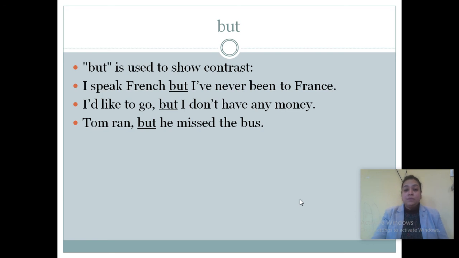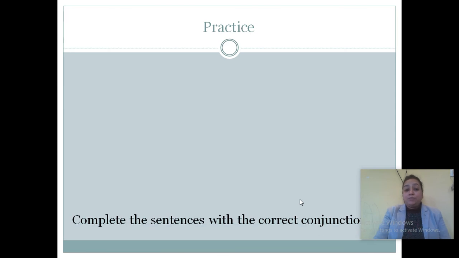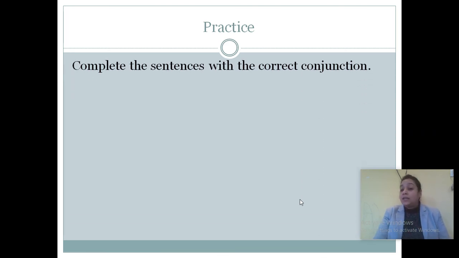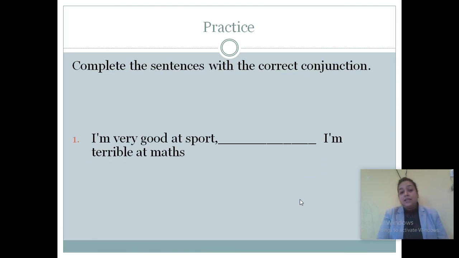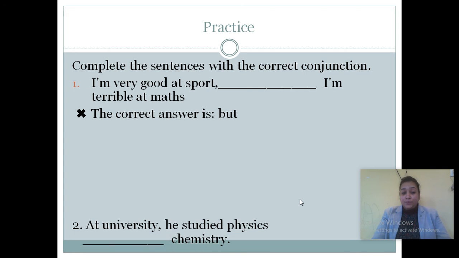Getting this point? Now we are going to practice. Read this sentence and try to practice. Complete the sentence with the correct conjunction. The first sentence says, I am very good at sports, comma, I am terrible at maths. So there is one good and one terrible, which means contradiction, opposites. When there are two opposites, we put "but." The correct answer is "but." I am very good at sports, but I am terrible at maths.